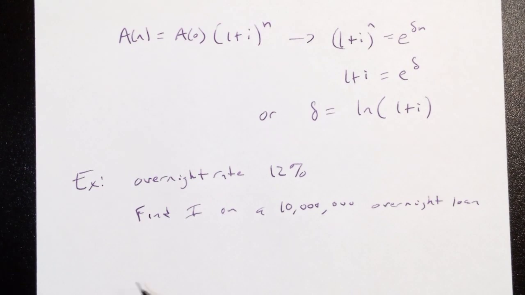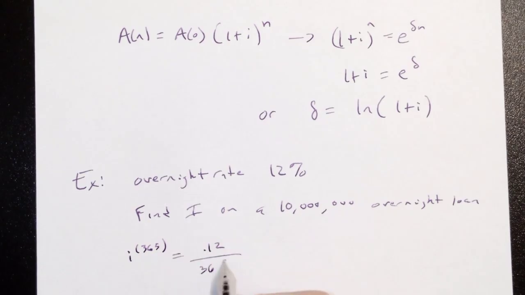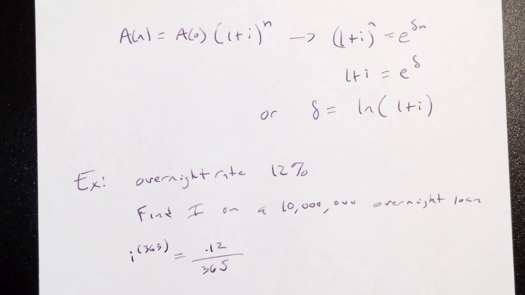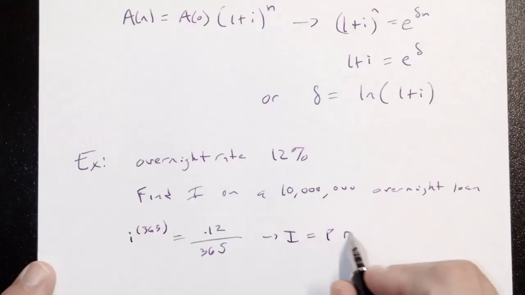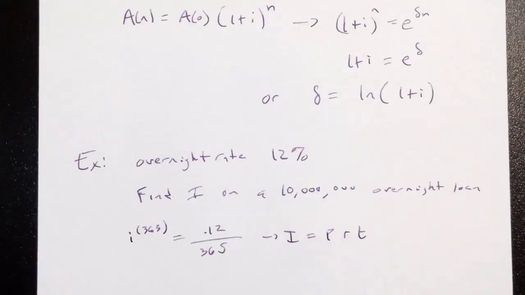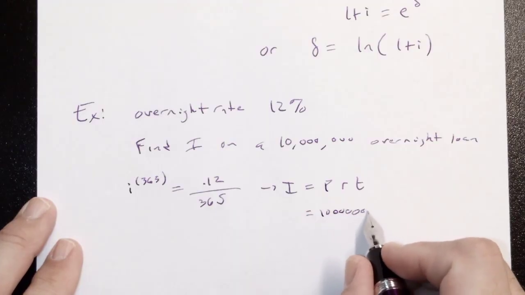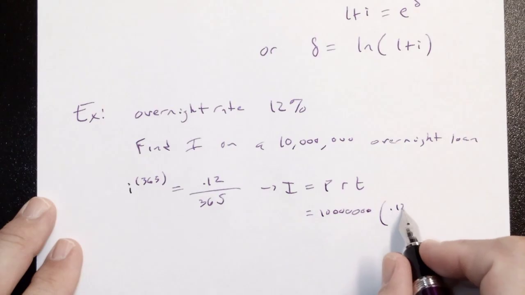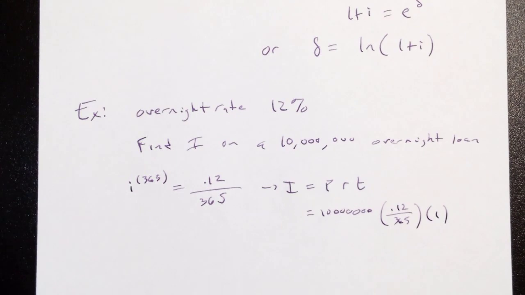So if I use an overnight loan, I can do i over 365, which would be 0.12 over 365, and then the interest would be principal times rate times time, which is 10 million times 0.12 over 365. Now that's the rate per day. So my time will be in days, and it's just 1 day. What's the interest I pay on this $10 million loan?